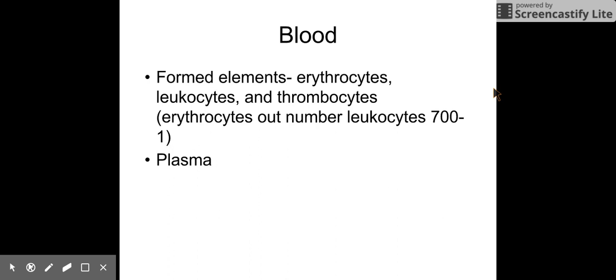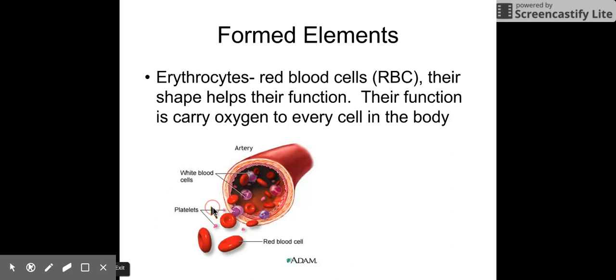So formed elements include erythrocytes. Erythrocytes are what you would call red blood cells. You have leukocytes, which are white blood cells, and then you have thrombocytes, which are what you would think of as platelets. Red blood cells outnumber white blood cells 700 to 1. And you have plasma. Plasma is the liquid part of blood, and we'll talk about that in another lecture.